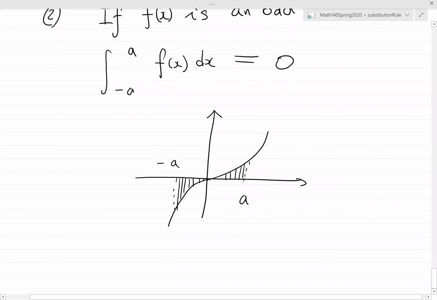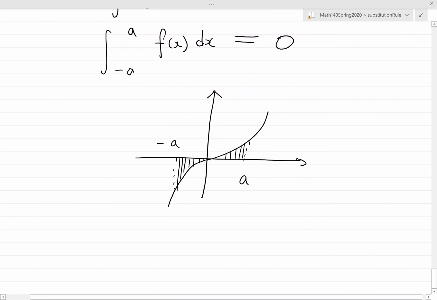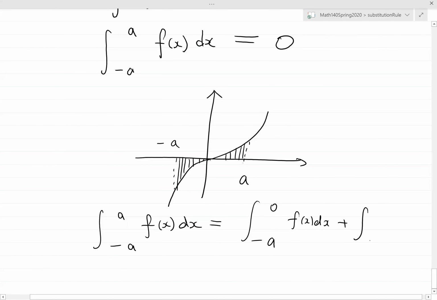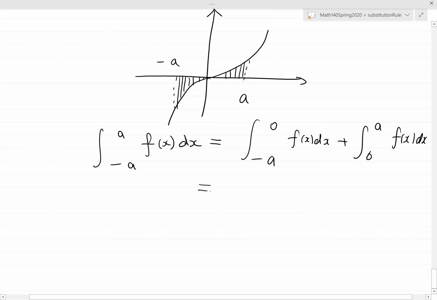Or we can also do it in another way, in this form. This integral we can break into pieces by the gluing property: from negative a to 0, plus from 0 to a. So we can cut it into two pieces.